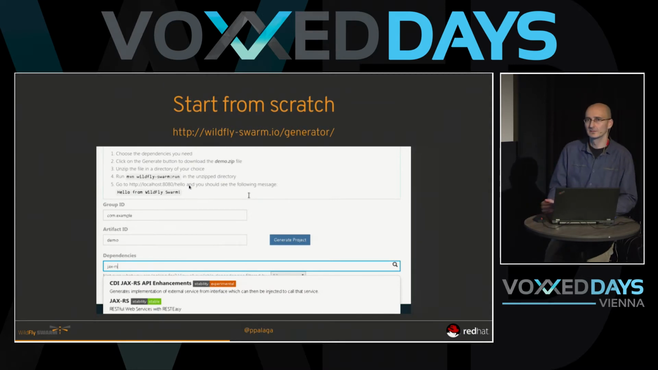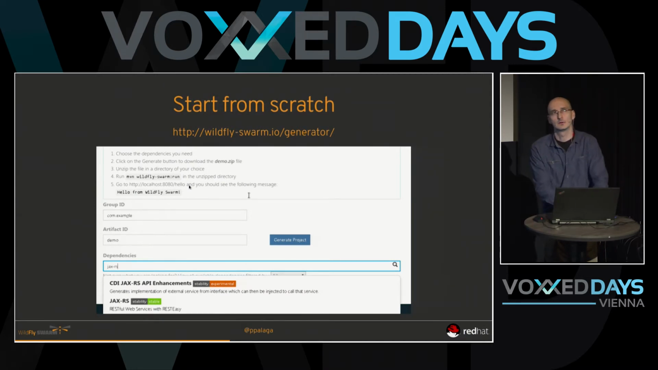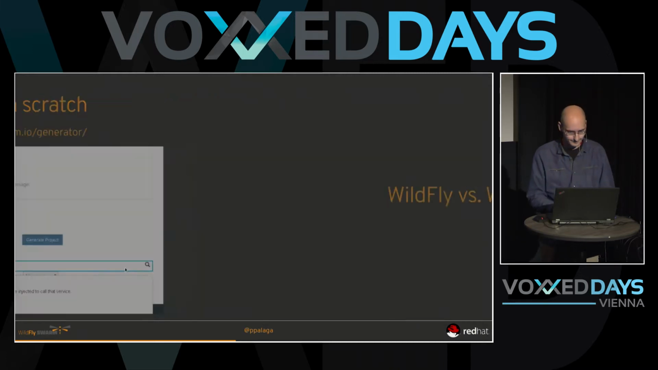When you are migrating or building new EE applications, you may find this generator handy that allows you to prepare a stub for your project. Here at the top, you just put your group ID, artifact ID of your project, and here at the bottom, you can choose the fractions from the list. And you can see there the status of the given fraction. Some of them are stable, some of them are experimental. Good.